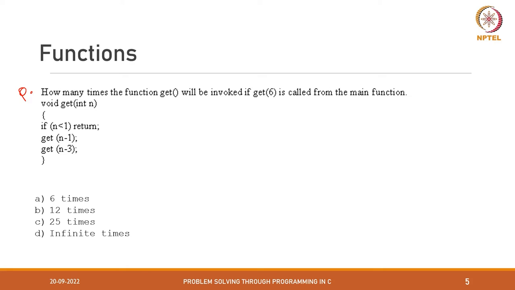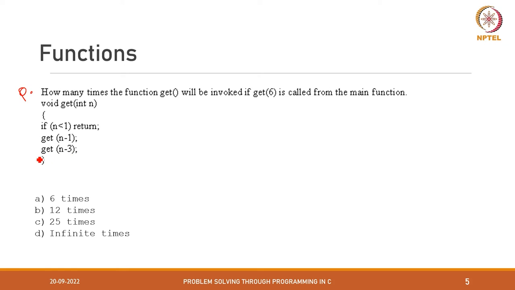So we have a main function, say this is the function get, which is of void type. It takes an integer. If n is less than 1, then it will return. Otherwise, it will call get twice with n minus 1 and n minus 3. So these two are the recursion steps, as you can see.